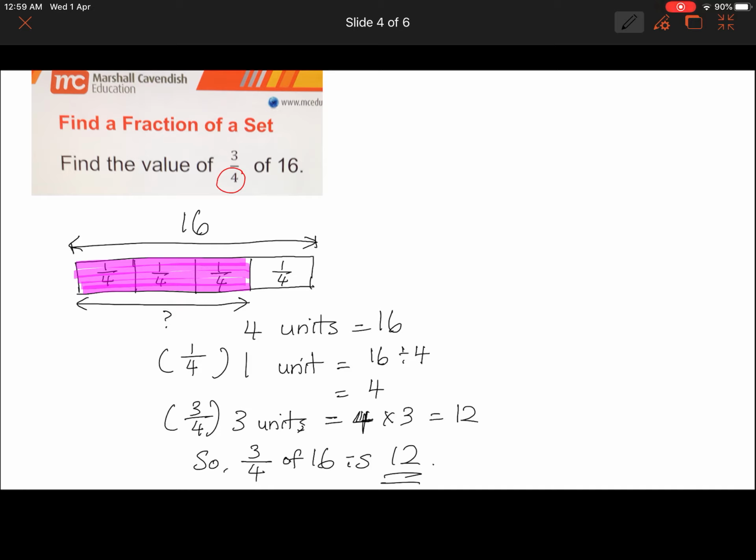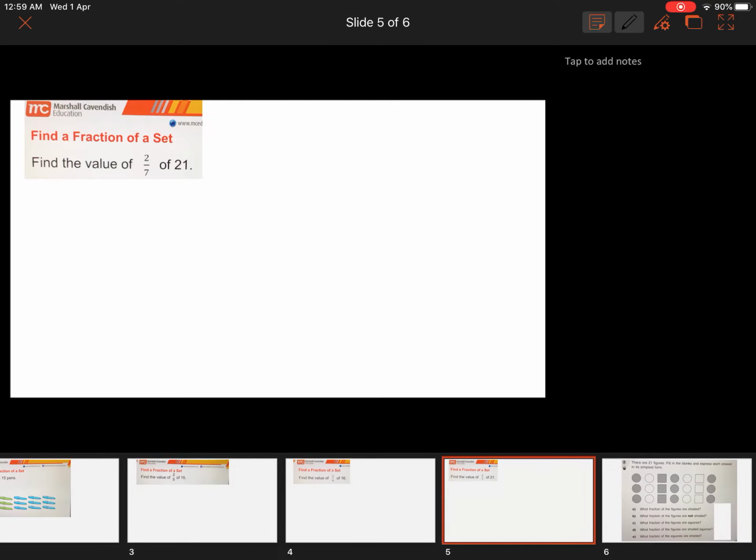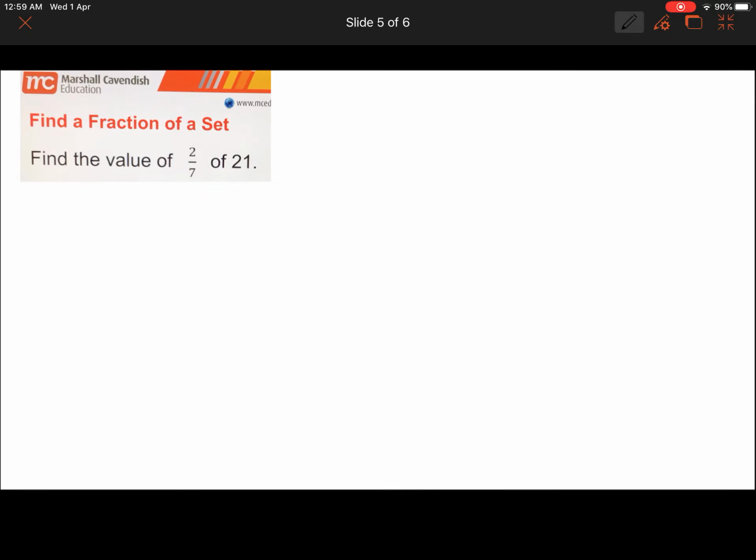Now, let's look at another same example to see whether you have understood the question. So on a piece of paper or inside your maths notebook, copy down this question here. Find the value of 2 out of 7 of 21. I'll give you 2 minutes to complete.